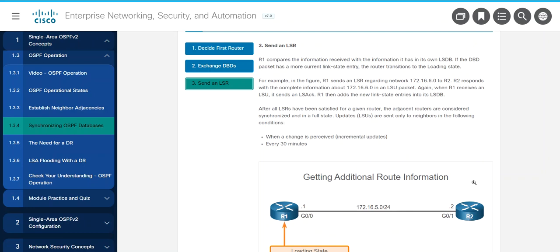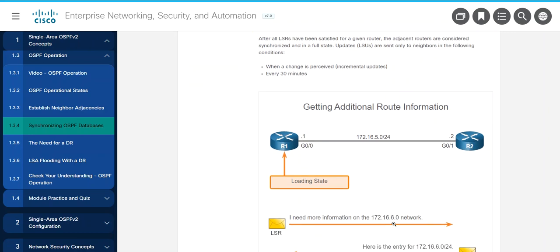R1 compares the information it received to its own database. If it has more current information in the update, that router then transitions into the loading state and it updates the information that it's received. After your link state updates have been sent, when everything is converged, those updates are only sent to neighbors if there's a change in the network, or they can be sent every 30 minutes.